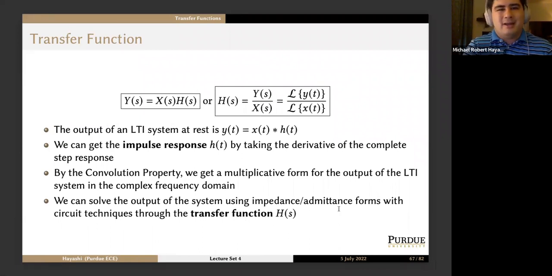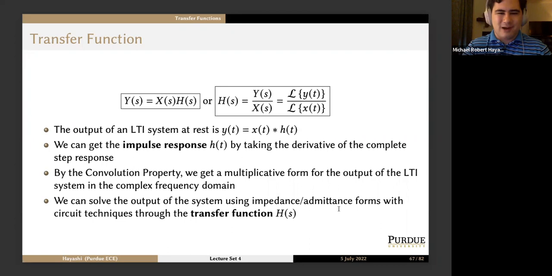So the third topic of today will be transfer functions. So remember, the output of a linear time invariant, or LTI, system at rest is y of t equal to x of t convolved with h of t. That nasty convolution. So we can get the impulse response h of t by taking the derivative of the complete step response. Remember, the derivative of a convolution is the same thing as the convolution with one of the signals differentiated. So that allows us to get the impulse response by taking the derivative of the complete step response. Remember, it's to a unit step or to a unit impulse function.